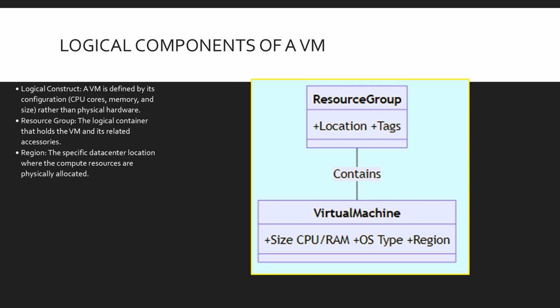This class diagram illustrates the relationship between the VM and its management container. The resource group is the parent object. It contains the virtual machine class, which possesses attributes like size, CPU/RAM, OS type, and region. This visualizes how the VM is an object nested within your organizational hierarchy.